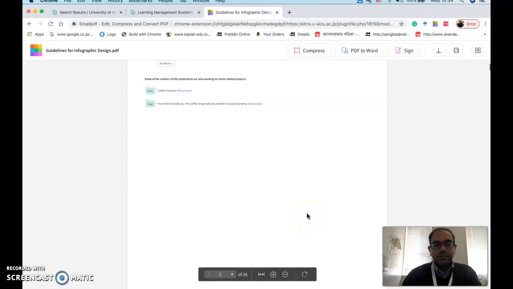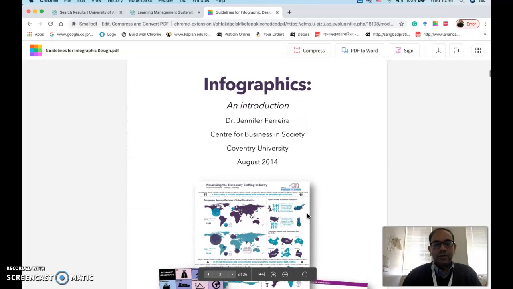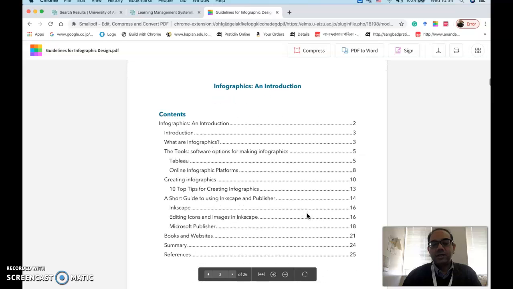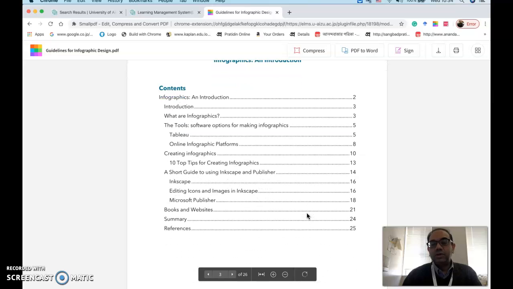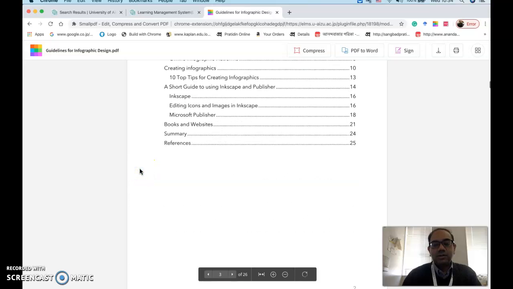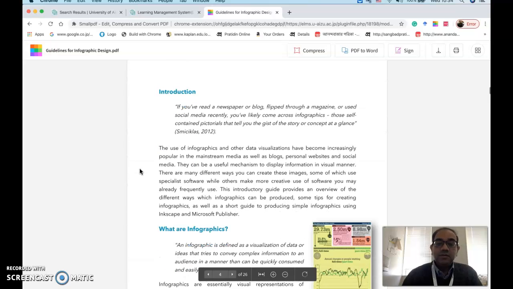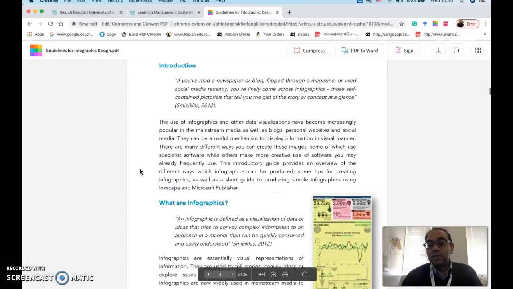It gives you an introduction of what infographics is, the various tools, the software options for making the infographics, and the 10 tips for creating infographics. So let's quickly run through this. These are some of the very good tools to know. We won't have the opportunity to use many of these tools as part of this class, but if you know them, it will be a very handy tool once you go to the industry and start working on these tools.